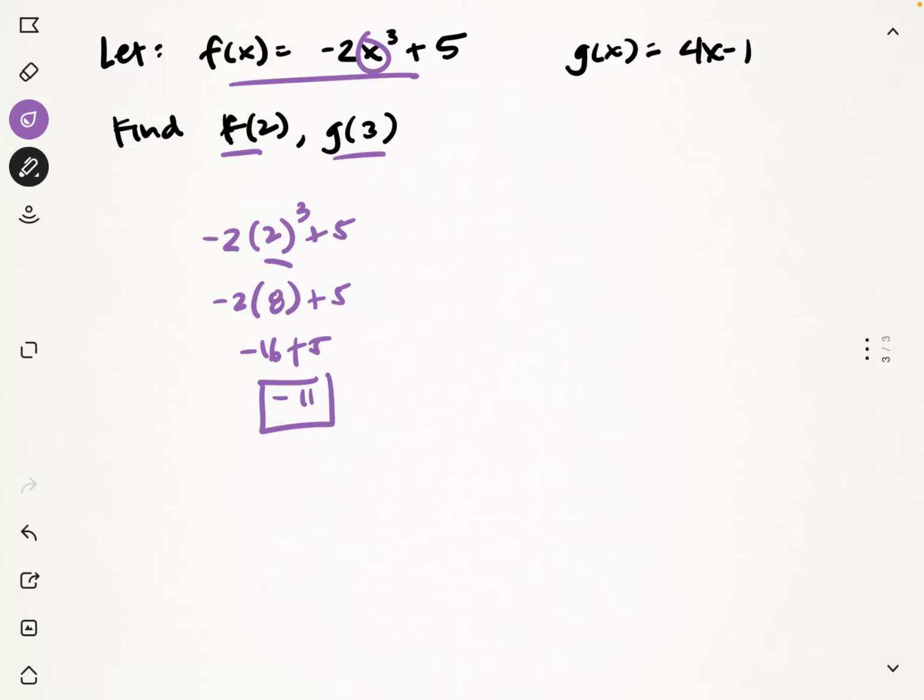Okay, similarly for the g of 3, we're going to be using g of x. We're replacing x with 3. So g of 3 is going to be equal to 4 times 3 minus 1. We're doing our multiplication first, following order of operations. 4 times 3 is 12. 12 minus 1 is 11.